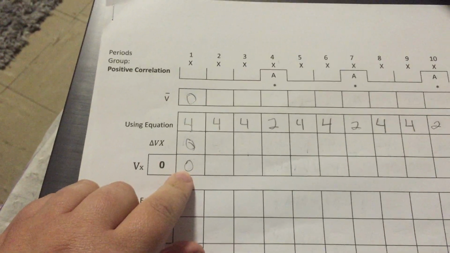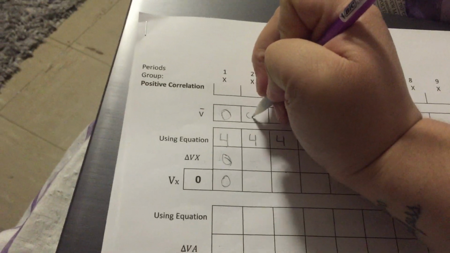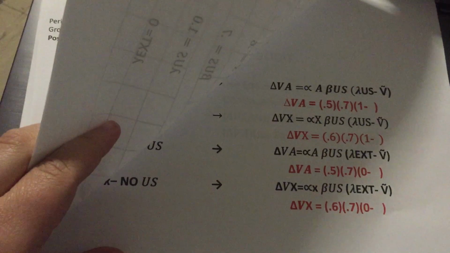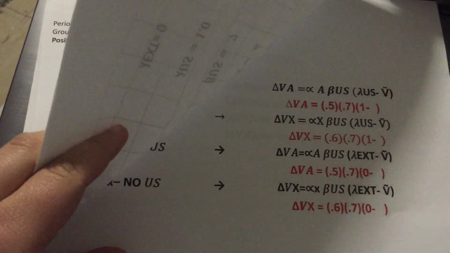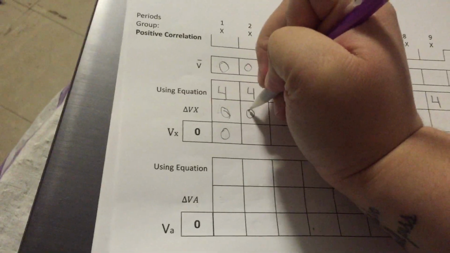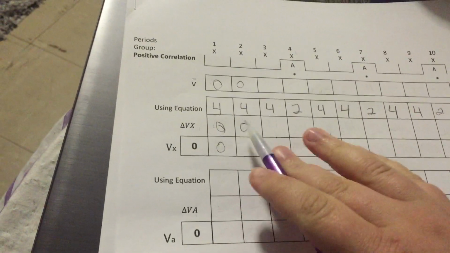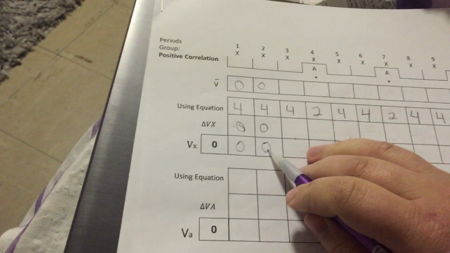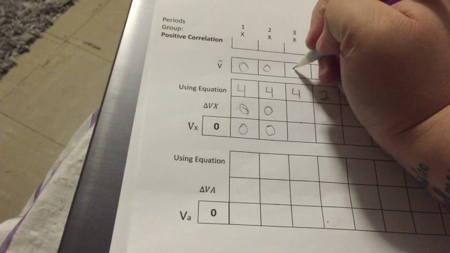Now the second one. Again, you're going to carry the 0 straight up to the top. And now from there, same thing. We're going to use equation 4. Go back to equation 4, and you're going to do 0.6 times 0.7 times 0 minus 0, it's 0 again. So you're going to do 0 in the delta V of x box. And again, 0 plus 0 is 0 again. Same thing, bring this straight up here.